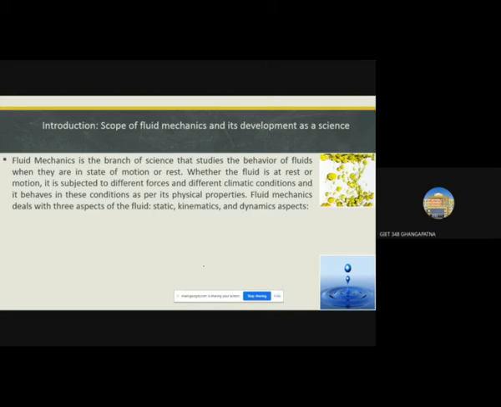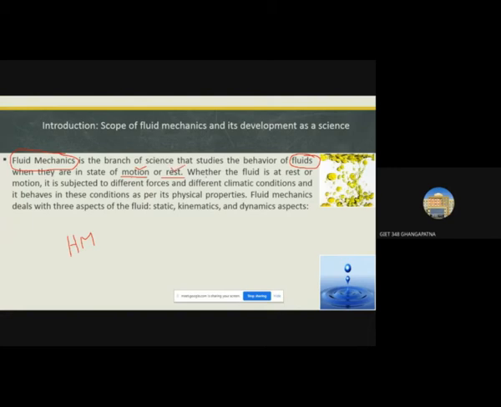So what is fluid mechanics? As I already told you, it is a branch of science where we study the behavior of fluid which is in a state of motion or a state of rest. State of motion means fluid dynamics. State of rest means fluid statics. We are talking about fluids because we are in the subject fluid mechanics. Forget about hydraulic machines, which will come later after completion of the three modules. Fluid mechanics is the study of fluids at motion and the study of fluids at rest.